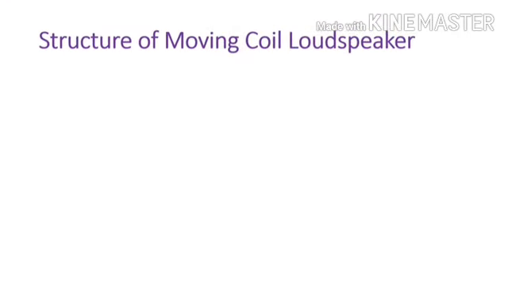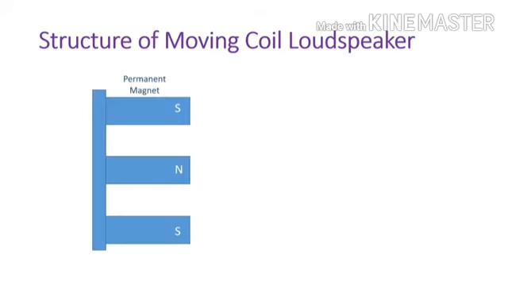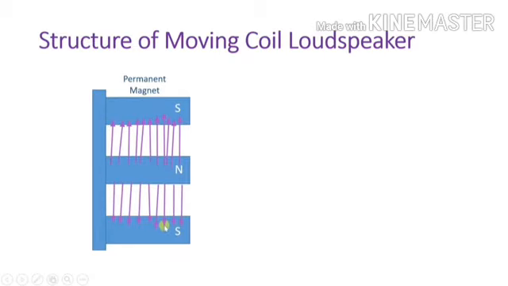If you see the structure of the moving coil loudspeaker, it has a permanent magnet. You can see this is the permanent magnet, where this is the N pole and this is the S pole. From the N pole the magnetic field will emerge and it will get enclosed to the S pole. So there will be a constant magnetic field in this permanent magnet. Magnetic field will emerge from the N pole and get enclosed to the S pole.